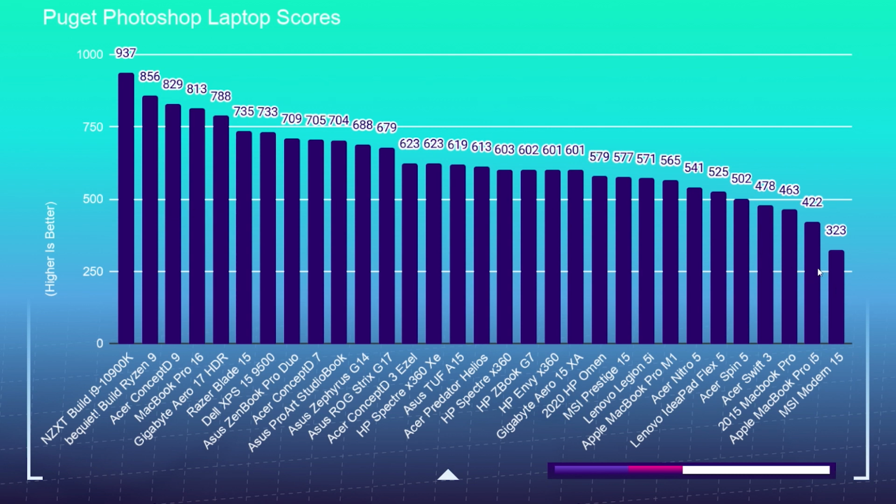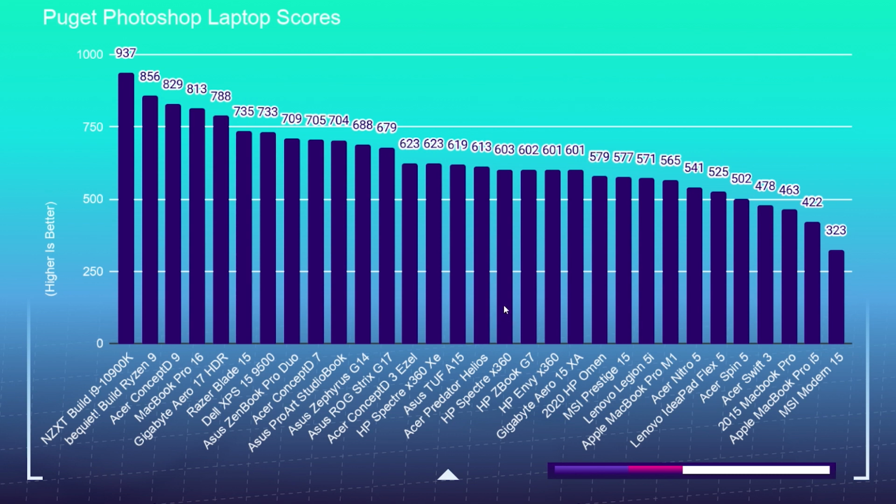Down here, the MSI Modern 15 has a 323. It's slightly lower than I'd want. But right here, we have the current Apple MacBook Pro i5, okay? And this is running at about a 422, and I would definitely recommend this laptop for Photoshop. And then, as we move up the line a little bit, here's the brand new MacBook Air M1, which is beating it out by over 100 points. I definitely recommend this laptop for Photoshop.